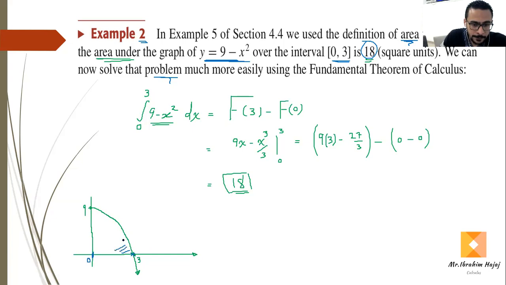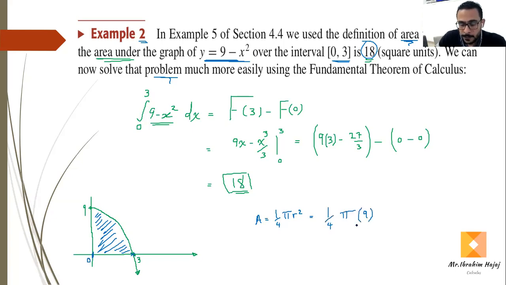Now let's evaluate the area from 0 to 3. This is a quarter of a circle, and the radius is 3. So the area is pi r squared over 4, and the radius is 3, so it's 9 pi over 4. In the calculator it's about 9 times 3.14 over 4.